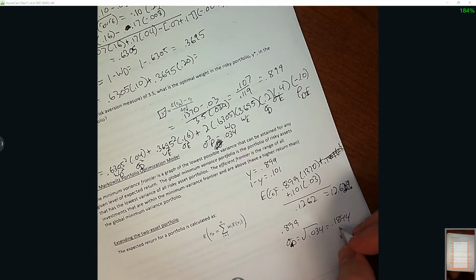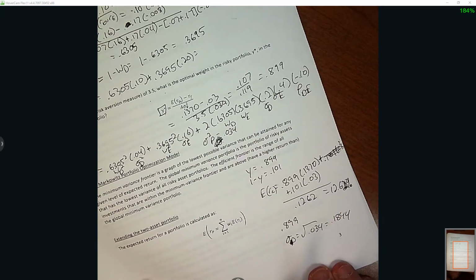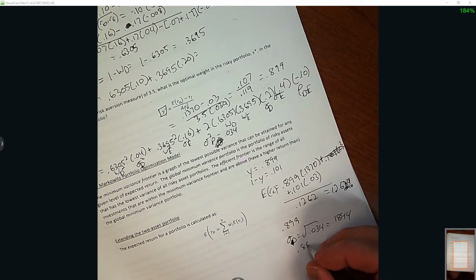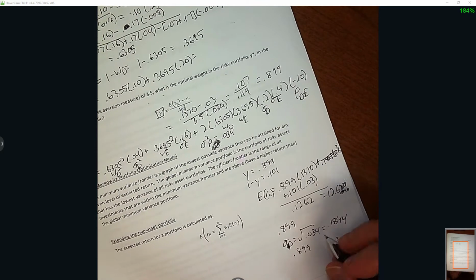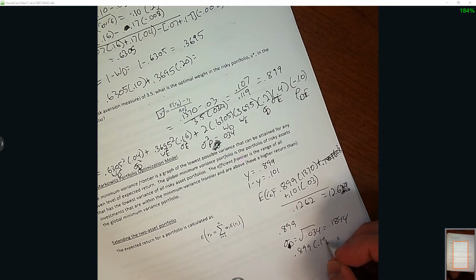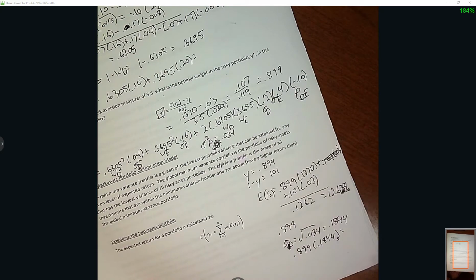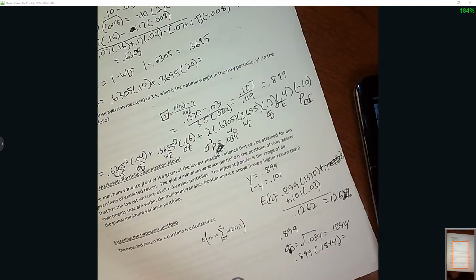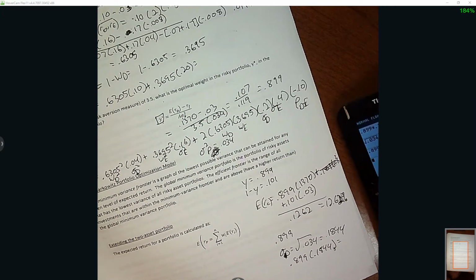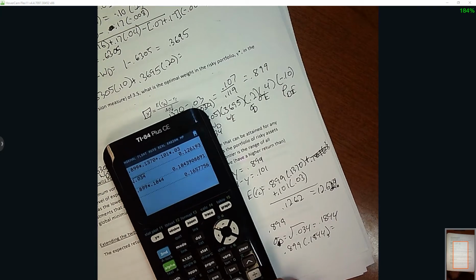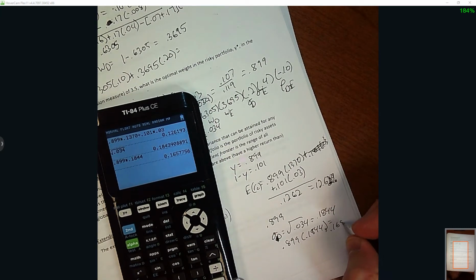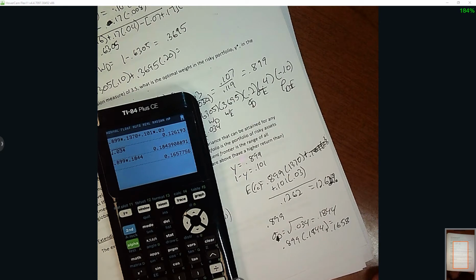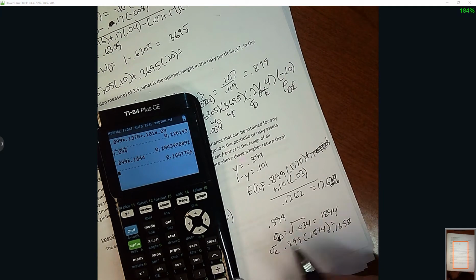So since that's the standard deviation of the risky portfolio, we're going to take 0.899, our weight in the risky portfolio, multiplied by 0.1844. It gives us an answer of 0.1658. So the standard deviation of our complete portfolio is equal to 16.58%, and its expected return is 12.62%.